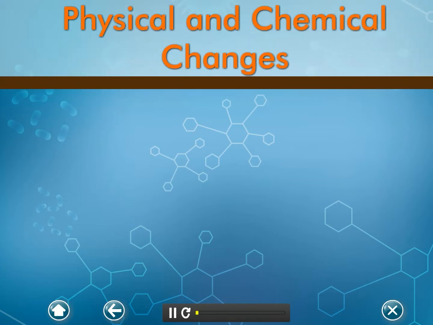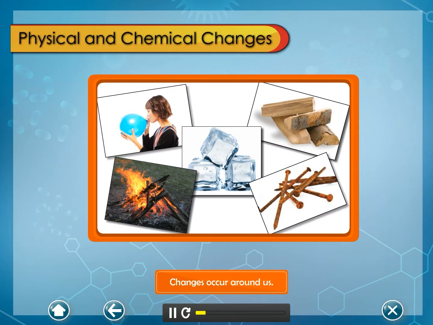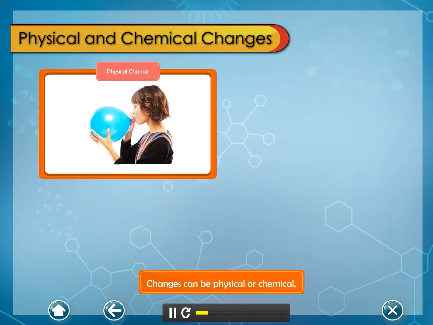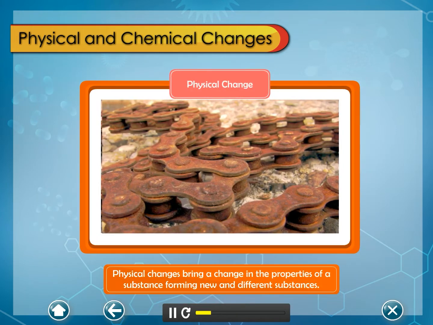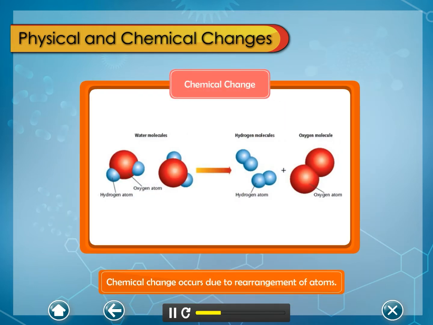Hello, children. Let us learn about physical and chemical changes. Changes occur around us. Changes can be physical or chemical. Physical changes bring a change in the properties of a substance, forming new and different substances. Chemical change occurs due to rearrangement of atoms.